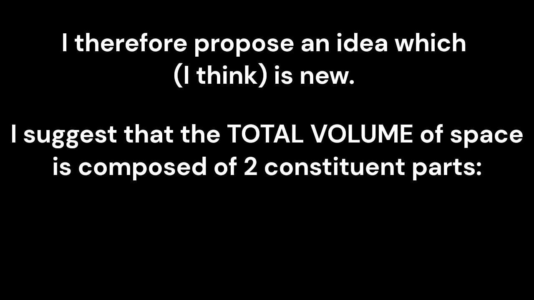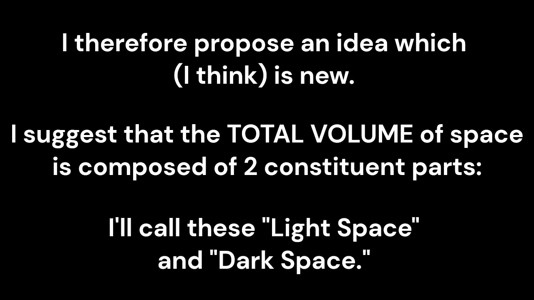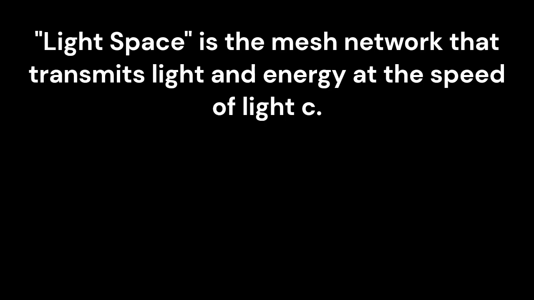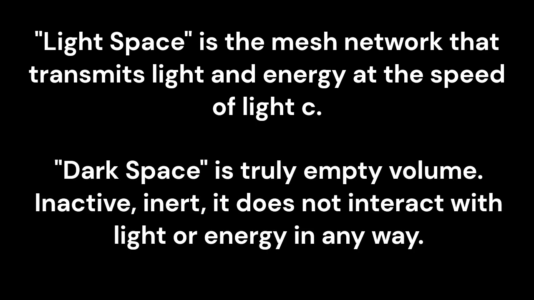I suggest that the total volume of space is composed of two constituent parts. I'll call these light space and dark space. Light space is the mesh network that transmits light and energy at the speed of light c. Dark space is truly empty volume, inactive, inert. It does not interact with light or energy in any way.